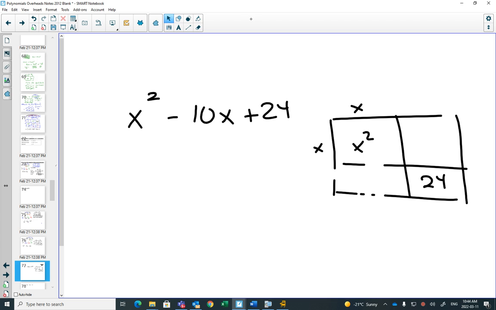I'm a little confused. Make them reappear. Can't make them reappear. To get a minus, make them both negative? Negative 12 and negative 2. Let's try that. That'll make negative 12x and, oh, but that would make negative 14.